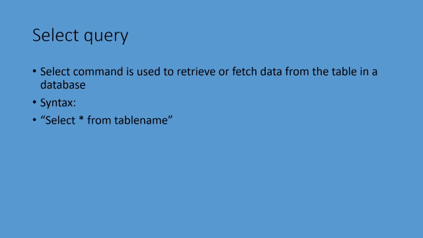Suppose I need only one field, you can give the particular field in that place. Select name from table name. Select roll number from table name, like that. So that particular column alone will be displayed. If I give star, all of them will be displayed. This is called the select command. Without select we can't do anything, so select is a very important thing.